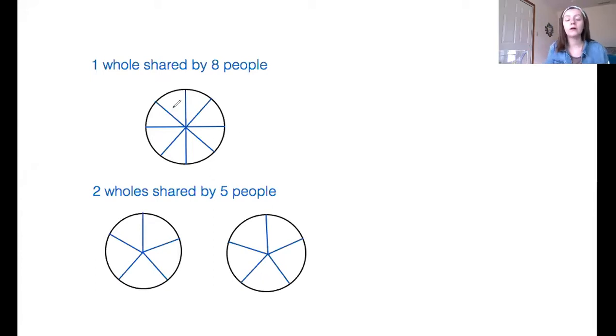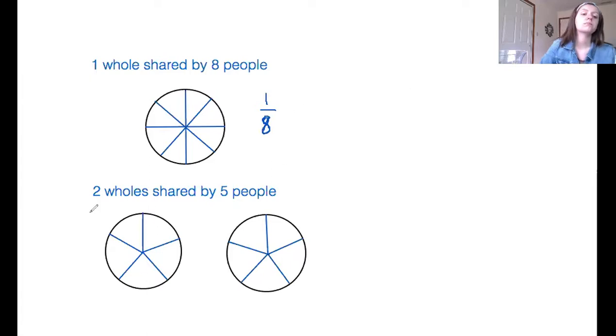Okay, and then when we're writing the fraction that's represented by this, one way you can think about that question is how much pizza would one person get? Well, if it's shared by 8 people and there's only one pizza, each person would get 1/8 of the pizza, right? They would get 1/8 of a whole pizza. So each piece in this represents 1/8.